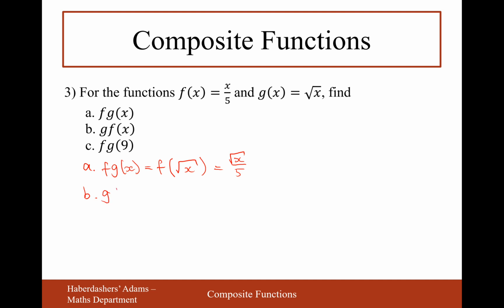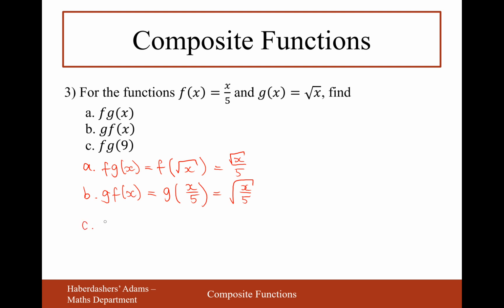Part B, gf of x equals, so I'll write out g and then I'll write out the f function inside the brackets. That's going to be x divided by 5. And then I'll put this algebra into the g function. So that's going to be the square root of x divided by 5. So 5 will be inside this square root. 5 wasn't inside that square root.